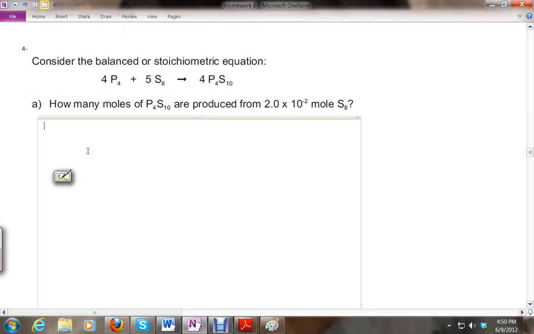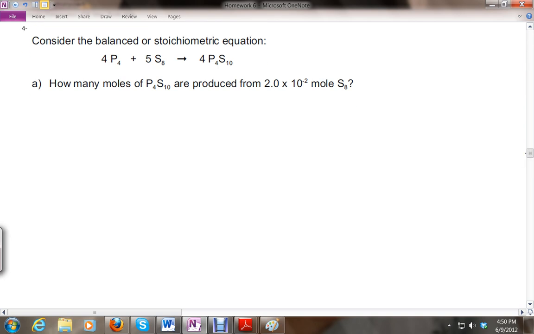This is problem number 4. Consider the balanced stoichiometry equation. How many moles of P4S10? So what are they asking for, and what are they giving you? 2.0 by 10 to the minus 2 moles of S8.